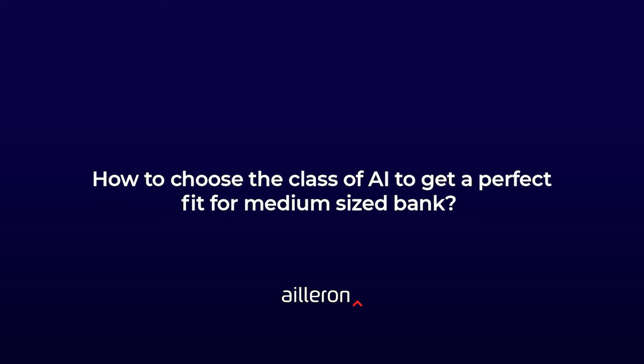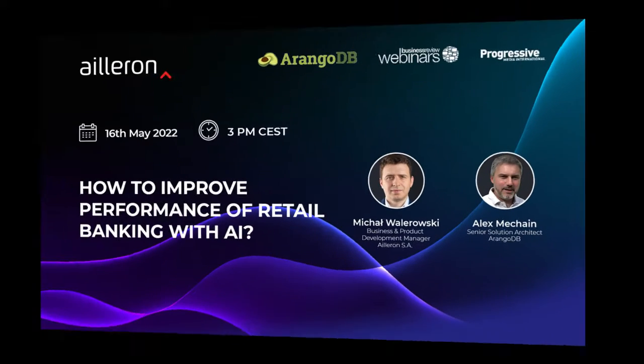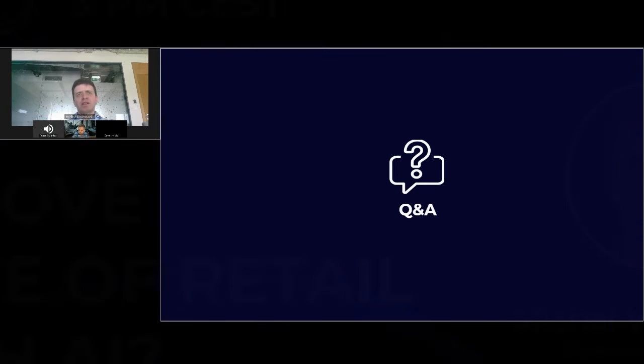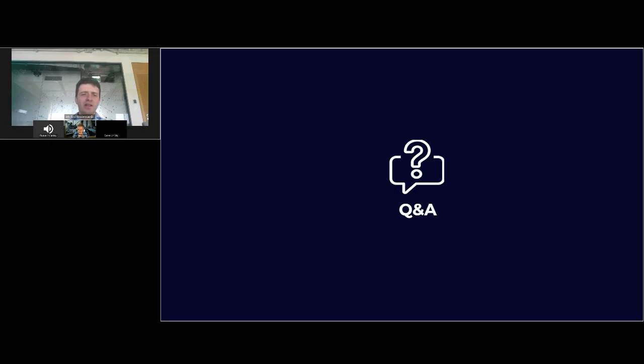How to choose the class of AI to get a perfect fit for a medium-sized bank. There are several aspects that should be covered by the bank to choose the solution. As I mentioned earlier, my opinion is that the bank should be able to get a solution tailored to the bank's needs, and it doesn't mean that the solution should be custom-made. It can be just built on different blocks, different elements of existing solutions.